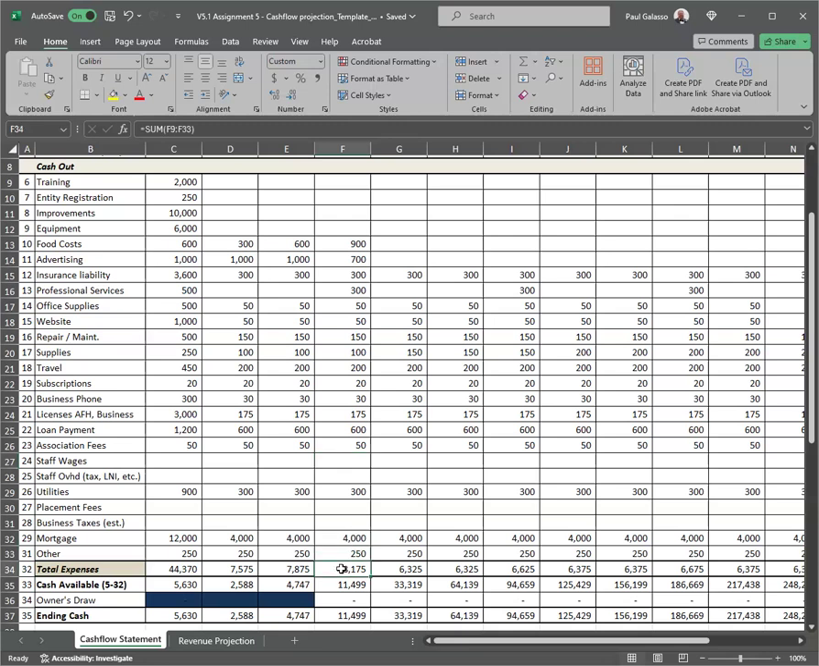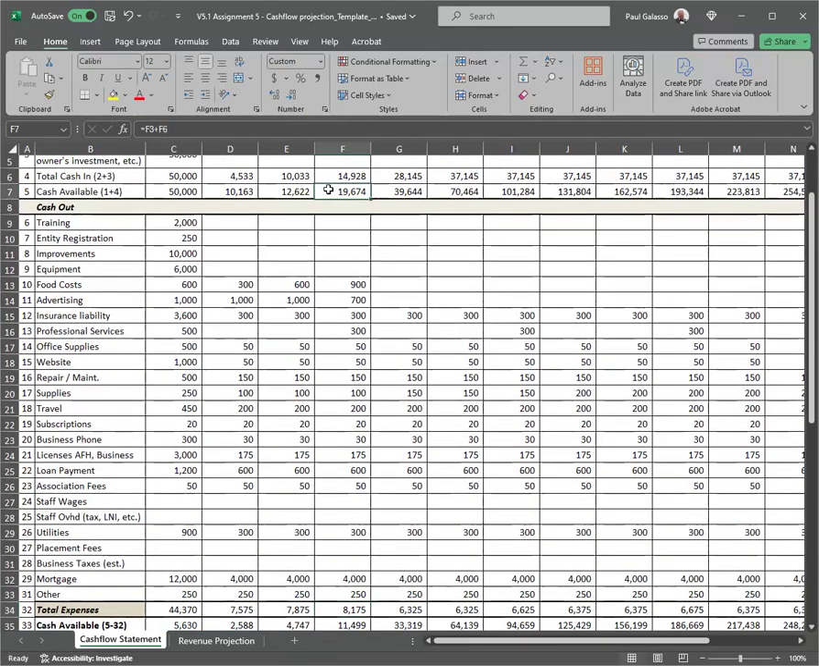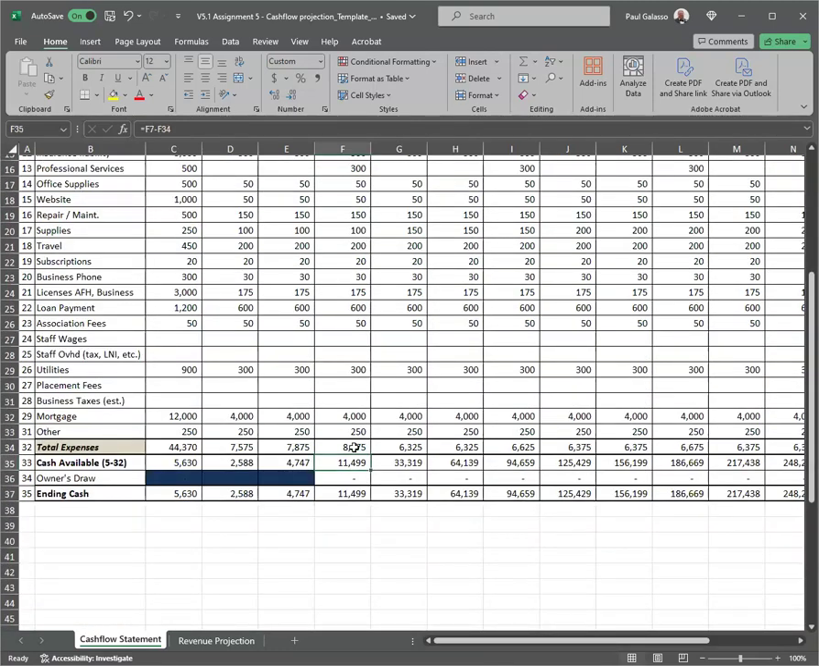So our total expenses for month 3 is $8,175. We subtract that from $19,674, leaving us cash available at the end of month 3 of $11,499. So $11,499, I think that we can start taking some owner's draw to start paying our personal bills.